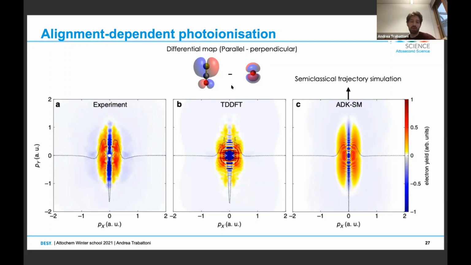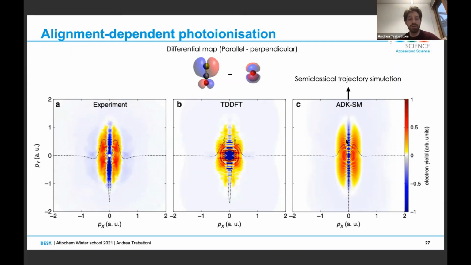the symmetry of the HOMO is allowing the ejection along the laser polarization axis. And this was in excellent agreement with the TD-DFT calculations, and also with the semi-classical model developed by Jos Wiese from the group of Jochen Kupper, where the ionization was modeled with the well-known ADK theory, and then the trajectories of the electrons were simulated classically.